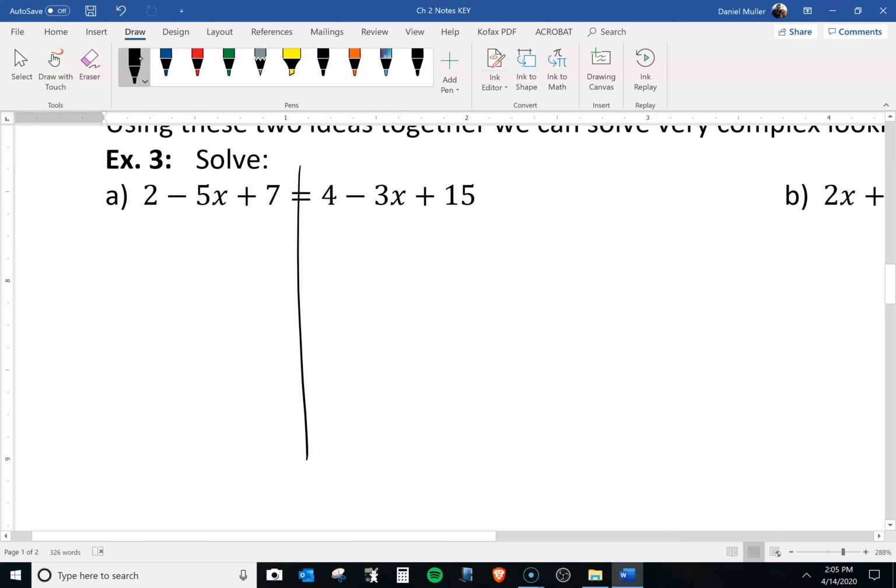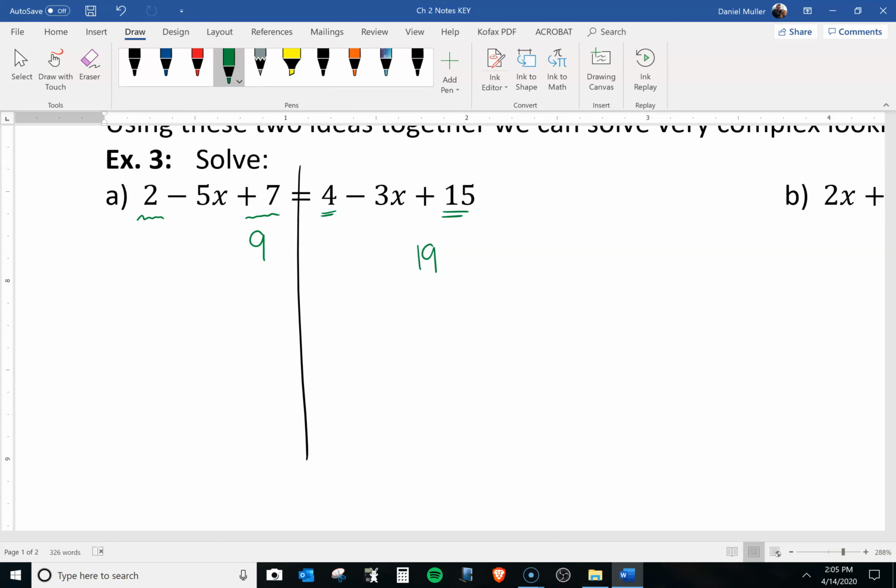On the right side, I've got an x, but I've got a 4 and a 15. Both of those do not have an x. It's a positive 4 and a positive 15, so we're looking at a positive 19. On the left-hand side, you've got a positive 2 and a positive 7, so you're going to get a number 9.